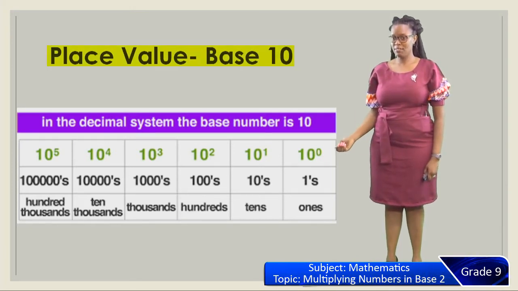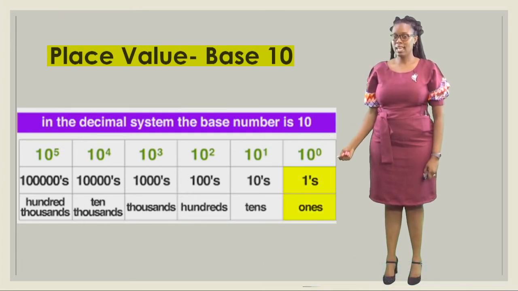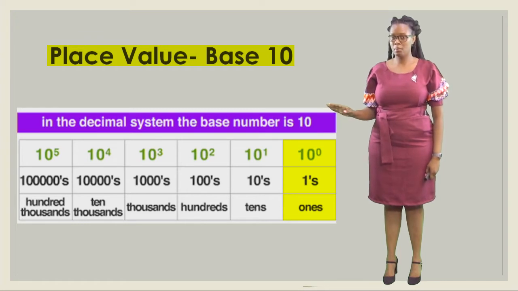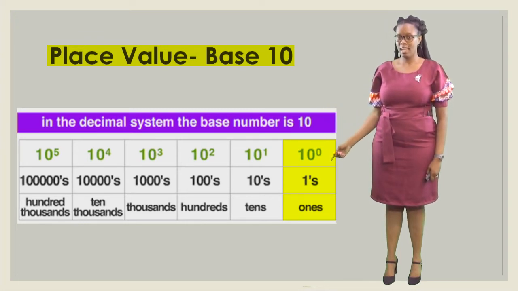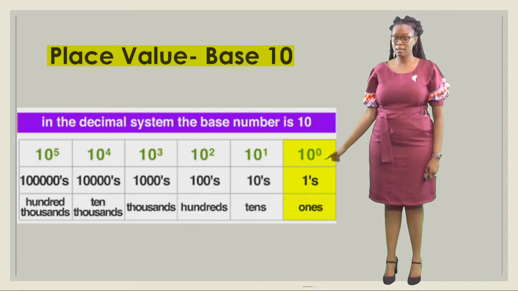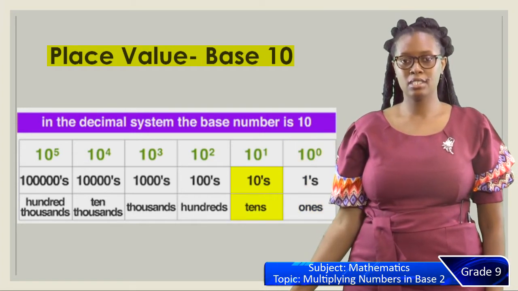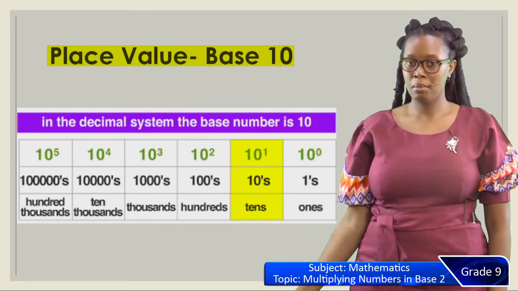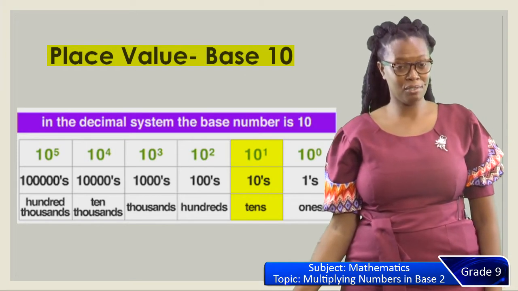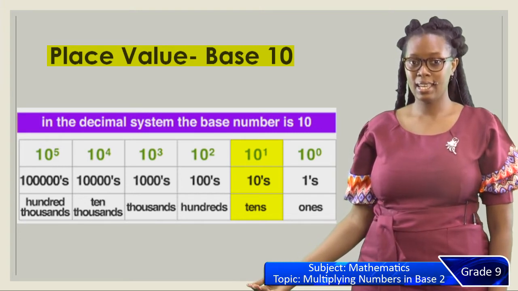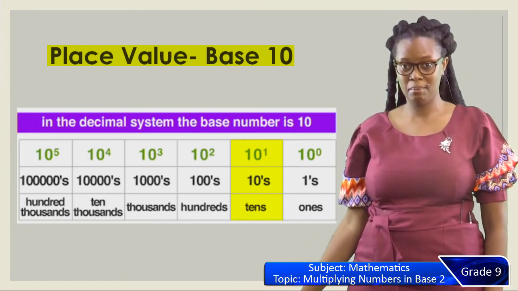The first place value of any number in the decimal system, or the base 10 system, would be 1s. This is because we have 10 as the base number and we raise it to the power of 0. And we've learned previously that any number raised to the power of 0 is just 1. Hence, the first place value in the base 10 number system would be 1s. Moving on, we have 10 raised to the power of 1, and any number raised to the power of 1 is just the number itself. So 10 raised to the power of 1 would just be 10. Hence, the second place value in the base 10 number system is tens.